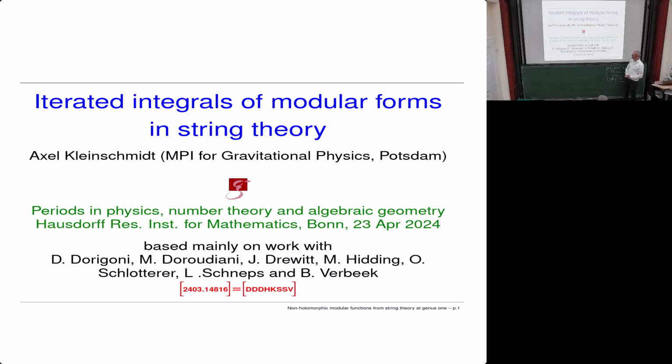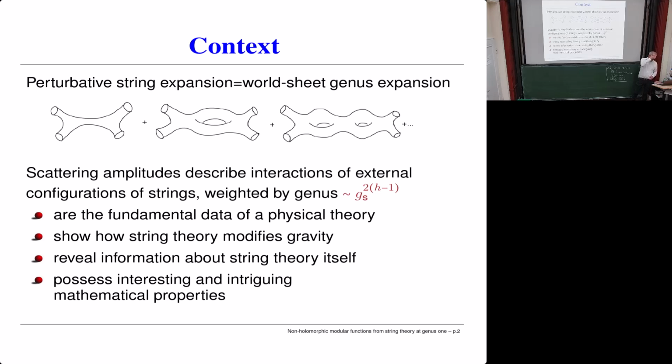To report on is mainly based on a paper, or preprint I should say, that came out very recently with quite a number of collaborators: Daniele Dorigoni, Mehregan Doroudiani, Drewitt, Martijn Hidding, Oliver Schlotterer, who will speak later, Leila Schneps, she's also here, and Bram Verbeek. And the title of the talk is Iterated Integrals in String Theory.